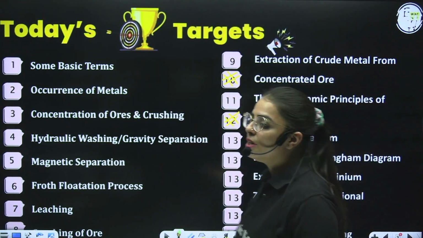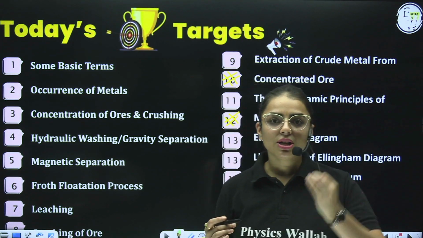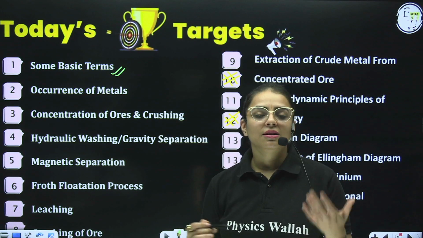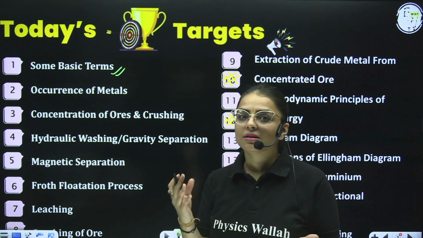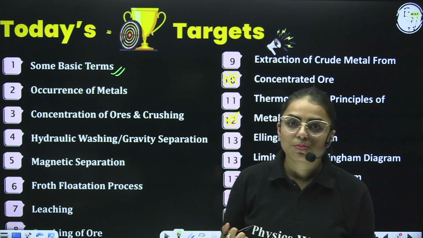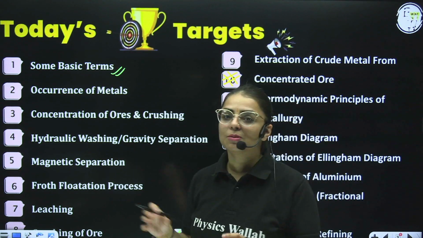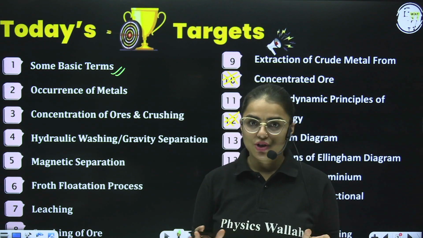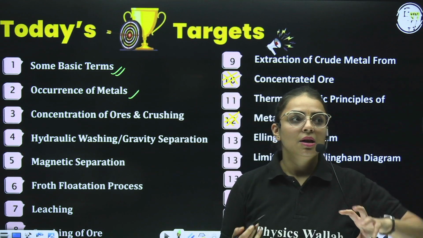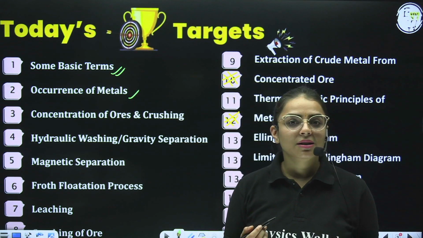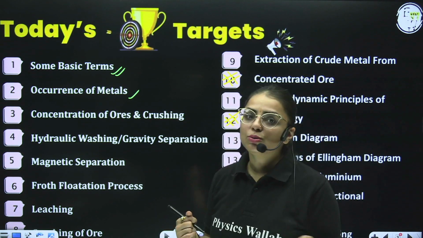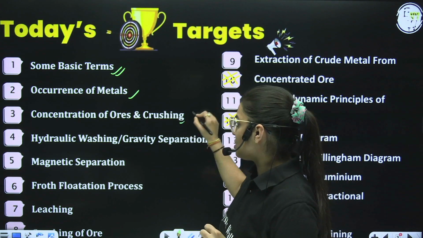What is today's target? Initially, students, we shall be starting with some basic terms. We will understand what is an ore, what is a metal, what is a gangue particle, flux particle, and types of flux particles. All of the basic definitions will be clarified initially. Then we will study the occurrence of metals, like which is the most abundant metal on Earth's crust.